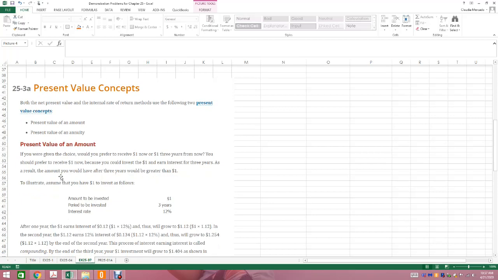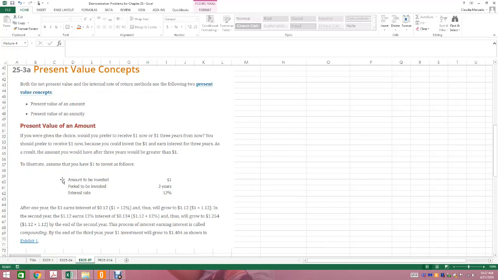The present value of an amount is basically the thought of, would you prefer to get a dollar today versus maybe a dollar, in this particular example, 3 years from now? If someone gave you an option, what do you want? Do you want a dollar now, or do I wait 3 years and then give you a dollar later? You should always prefer to get the dollar now. Why? Because you can invest that dollar. It's like putting money into your savings account or your CD, and that money is growing because you're getting some kind of interest rate on it. So you're earning interest on the money.